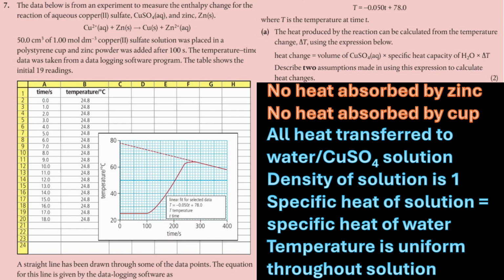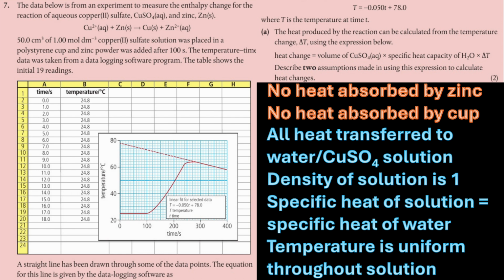Number 7, the data below is from an experiment to measure the enthalpy change for the reaction of aqueous copper(II) sulfate and zinc. 50 cm³ of 1 mol/dm³ copper(II) sulfate solution was placed in a polystyrene cup, and zinc powder was added after 100 seconds. The temperature-time data was taken from a data logging software program. The table shows the initial 19 readings.